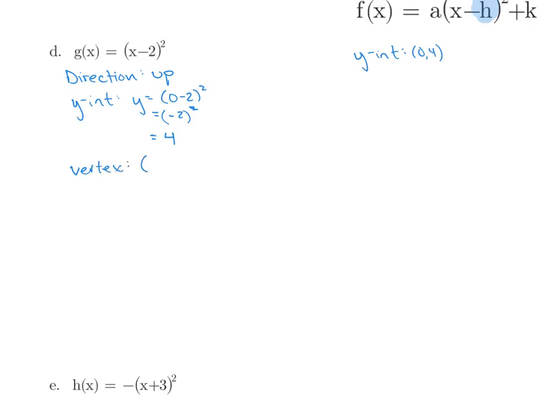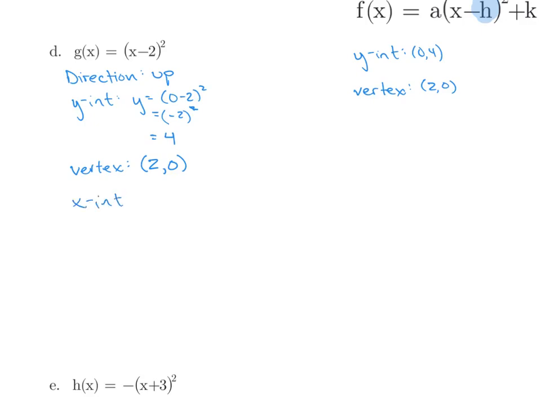The x-coordinate of my vertex, we're going to change the sign. Instead of doing minus 2, I'm going to keep it at positive 2. There is no number being added outside, so the y-coordinate is 0. Now the thing I notice about the vertex here is that not only is it a vertex, it is an x-intercept. So let's go ahead and confirm this by finding the x-intercept.